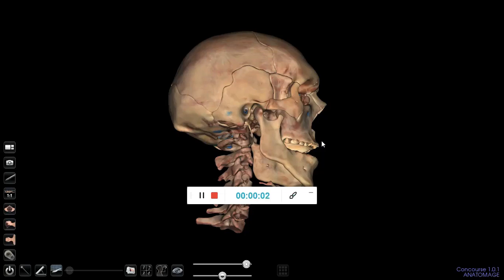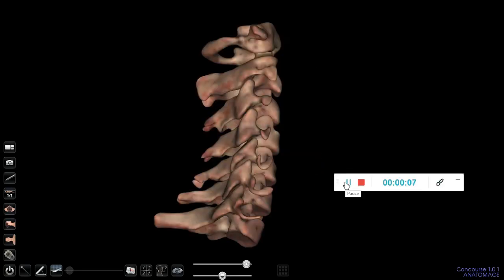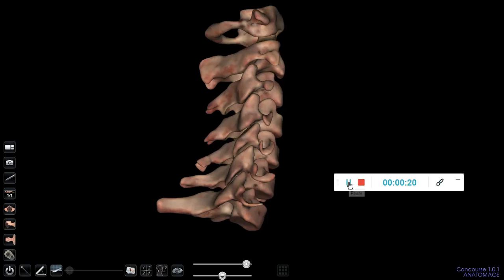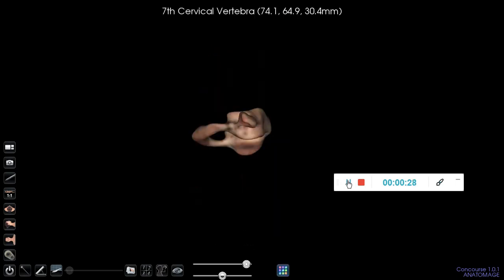Now let's take a look at the cervical spine. As you can see here, the cervical spine has this concave curvature that we also refer to as lordotic curvature. So the curve is going towards the back here. As you can see, we have 7 cervical vertebrae. Let's take a look at C1.